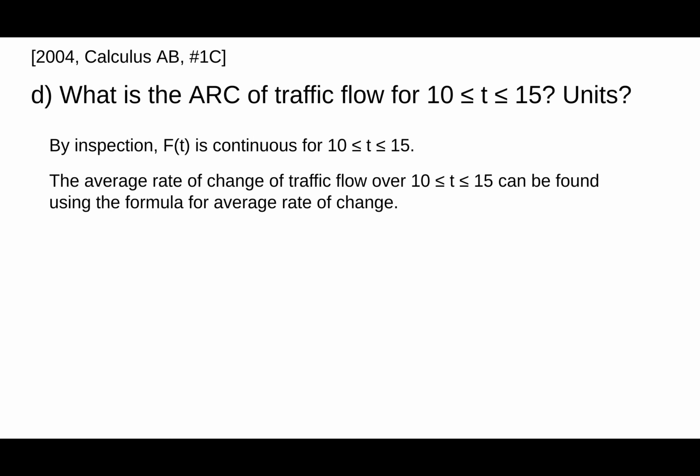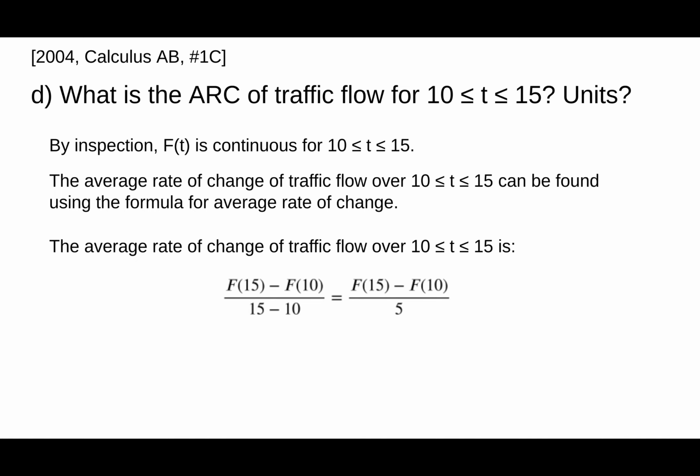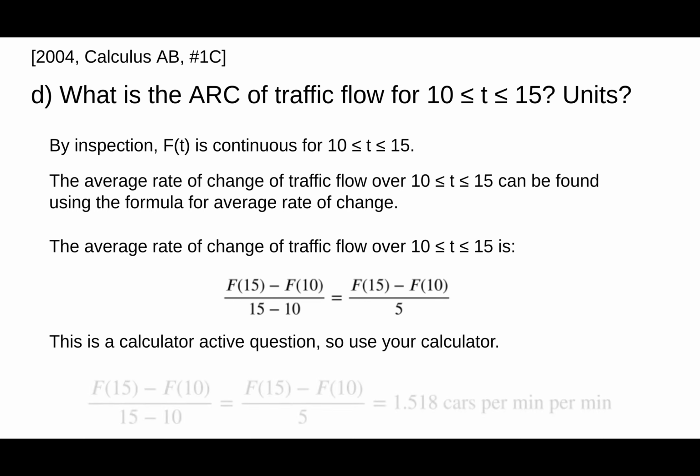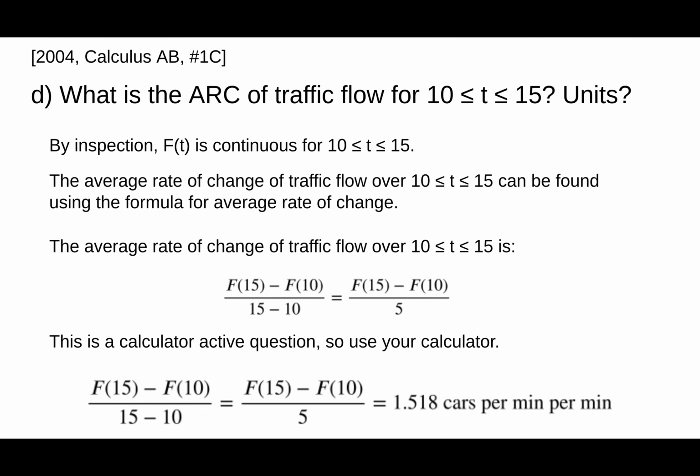And then we can just use the formula for average rate of change of a function, provided it's continuous, which is why we need that first step. So we use the formula for average rate of change. That would be f of 15 minus f of 10 over 15 minus 10, which is f of 15 minus f of 10 over 5. But again, it's a calculator active question, so we're probably going to need our calculator to evaluate f of 15 and f of 10. And if we do that, we get 1.518 cars per minute per minute.